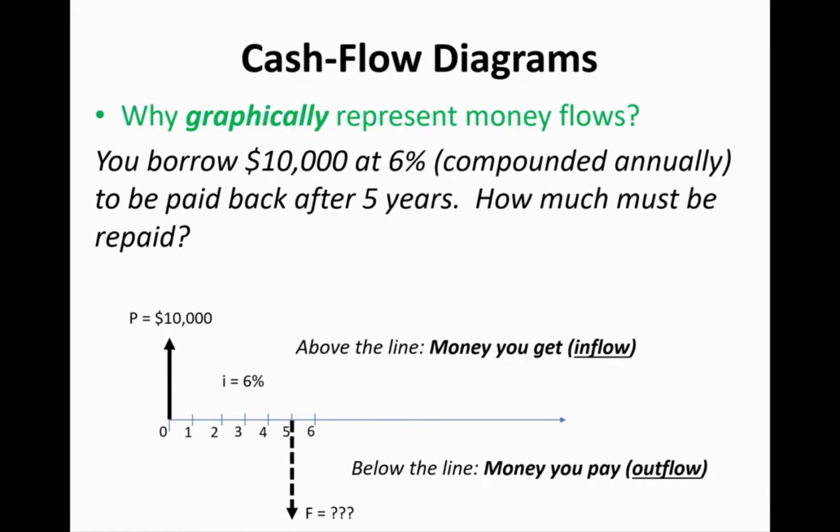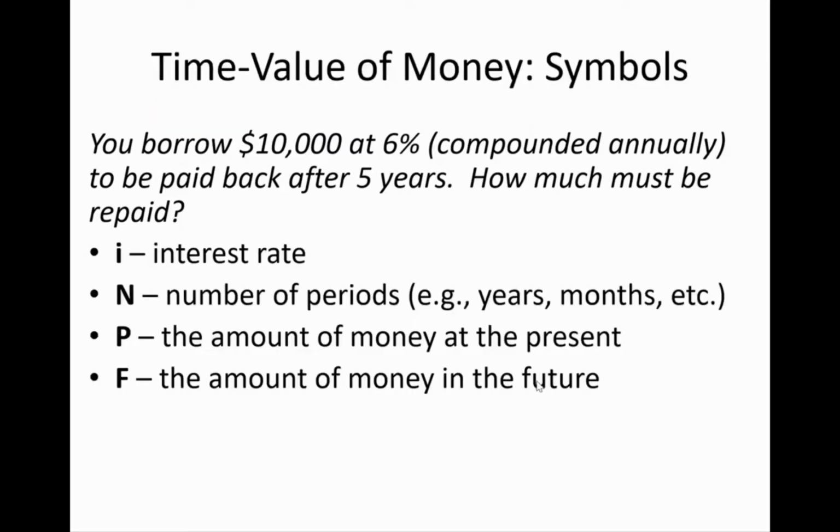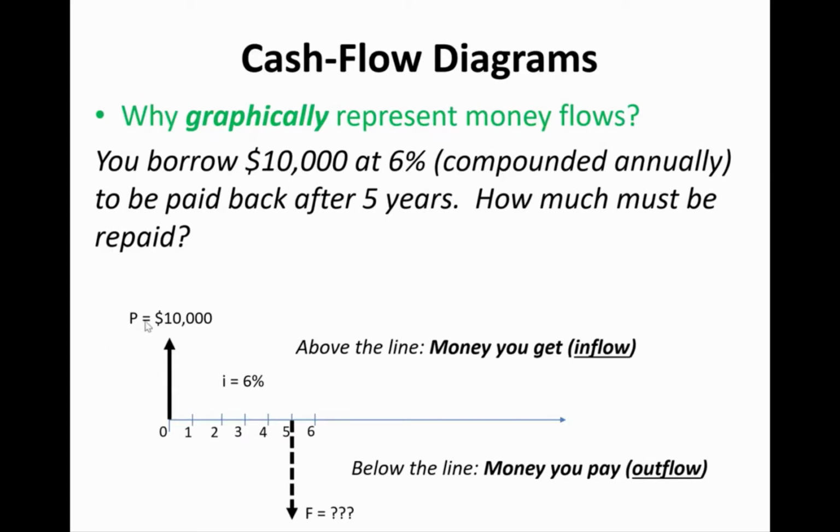All right. So are there any questions about this cash flow diagram? Why things are this way? Any questions? All right. So the symbols, by the way, this had labels like I and P and F.